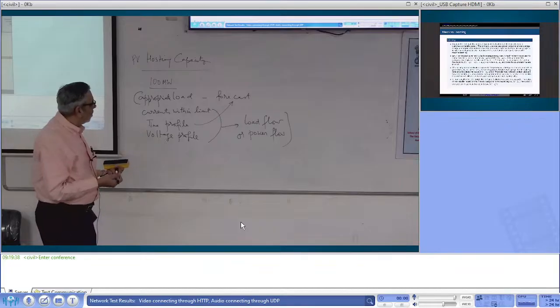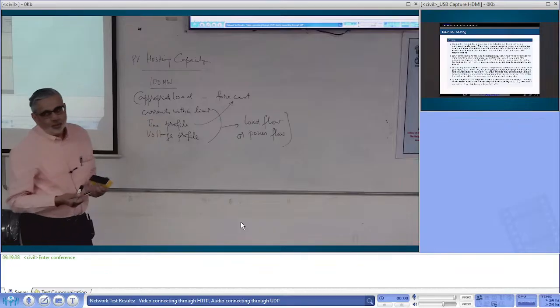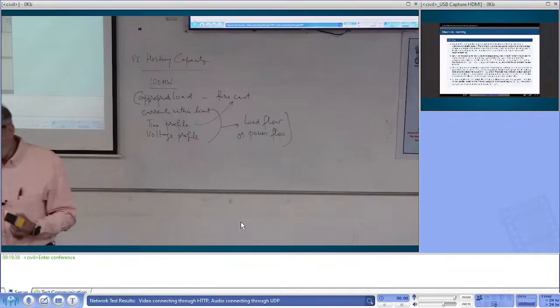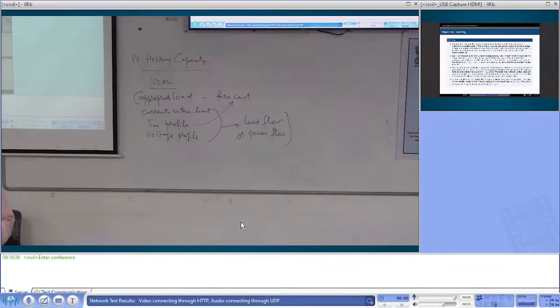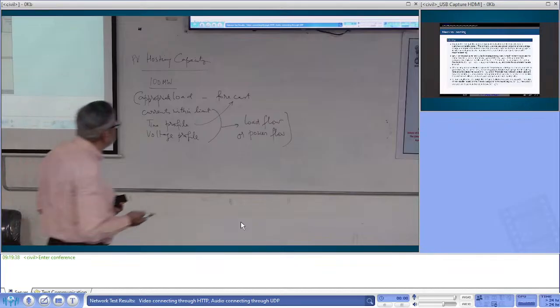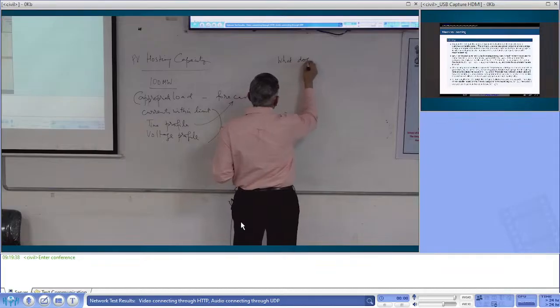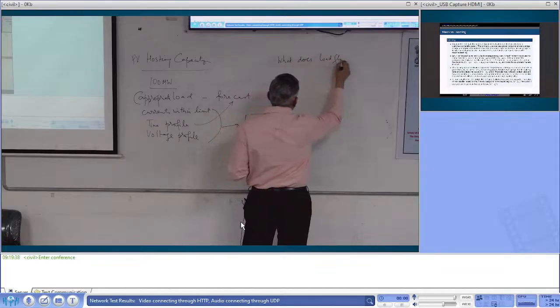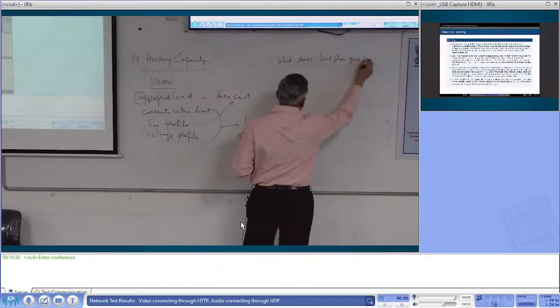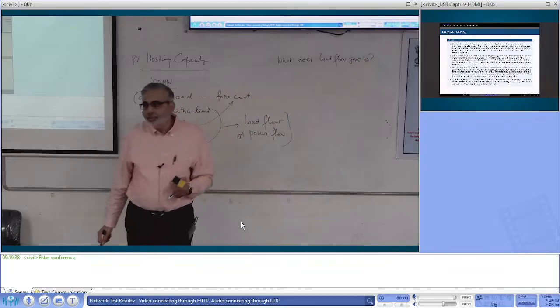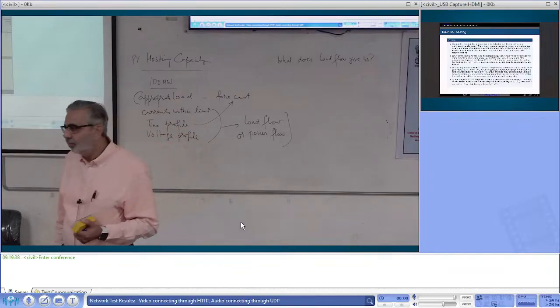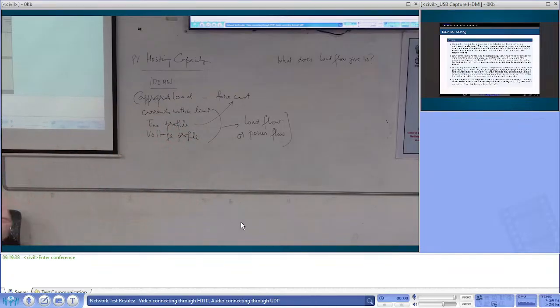So what is load flow? We have to have a good understanding of what is load flow before, and that is needed. And it's not a very complicated thing. It's a very simple thing. So what is load flow? What does load flow give us? ये बहुत important question. What does load flow give us? क्या वो हमको देता है?